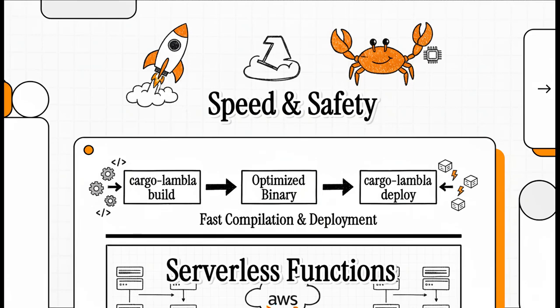All right, let's talk about getting started with Rust on AWS Lambda. The goal here is to get you up and running with some seriously high performance, super safe serverless functions in like the next few minutes.